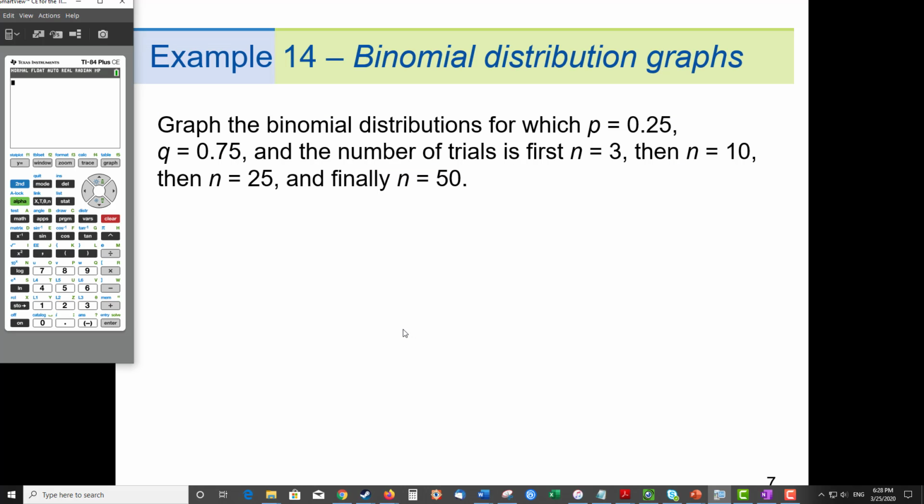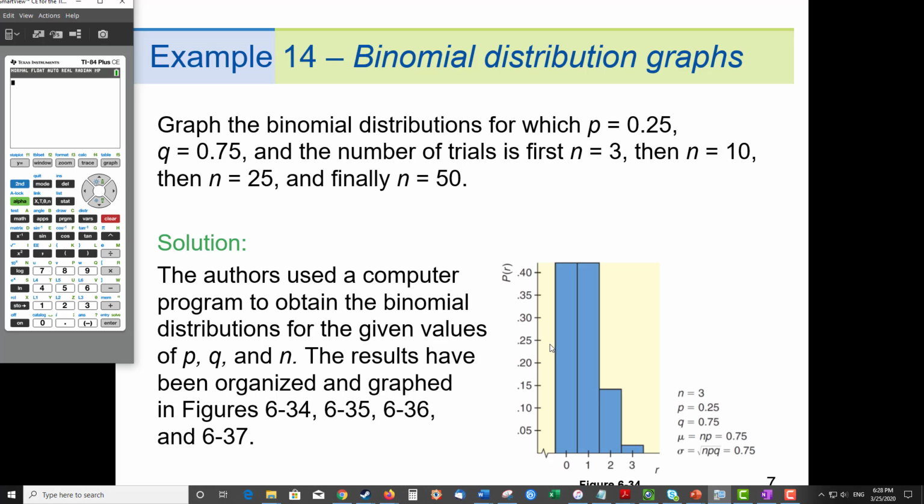So one thing we could do is graph a binomial distribution. So here is one where p is 0.25, q is 0.75. The number of trials, the first time we have 3 trials, then we have 10 trials, then we have 25 trials, finally we have 50 trials. So using a computer program, your authors got this particular graph for these things. You are not going to have to do these binomial distribution graphs by hand. You should be able to interpret them if you see them.